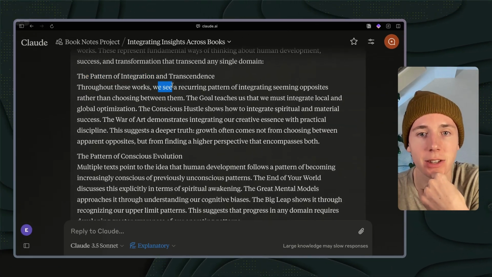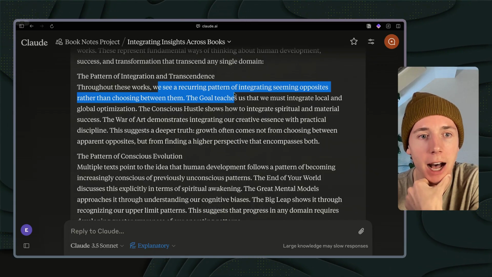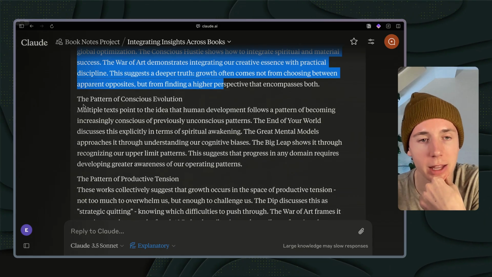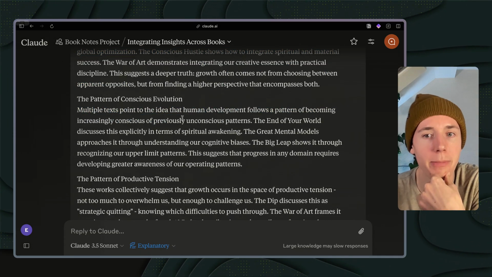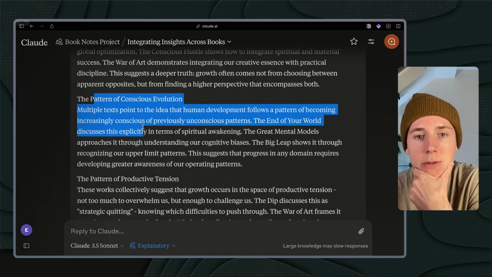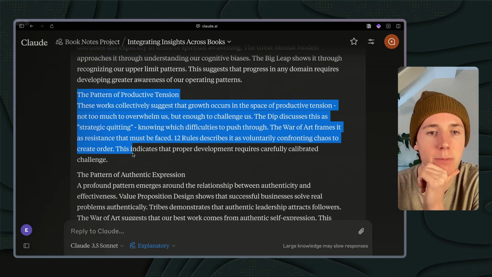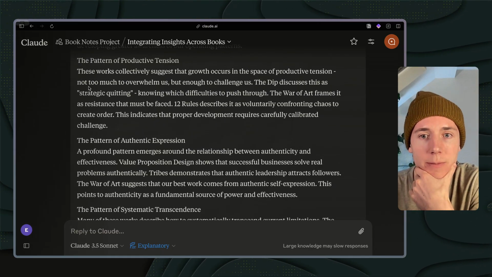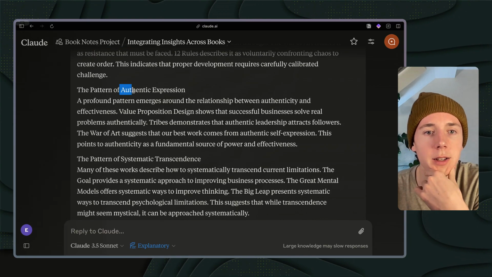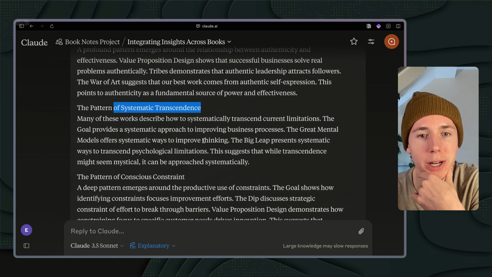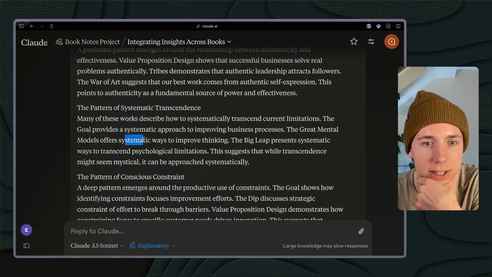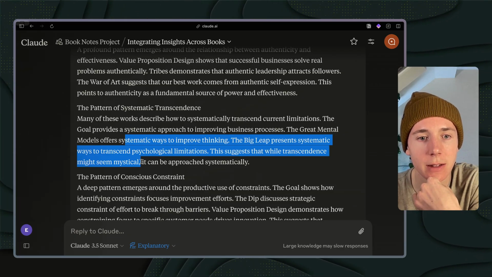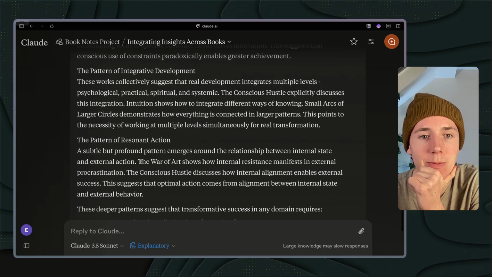Integration and transcendence, a recurring pattern of integrating seeming opposites rather than choosing between them. And then all of these books integrate that. Conscious evolution, a pattern of becoming increasingly conscious of previously unconscious patterns. The pattern of productive tension, having this productive tension. Strategic authentic expression, systematic transcendence. What does that even mean? Systematic ways of improving thinking, transcending psychological limitations, and integrating mysticism.